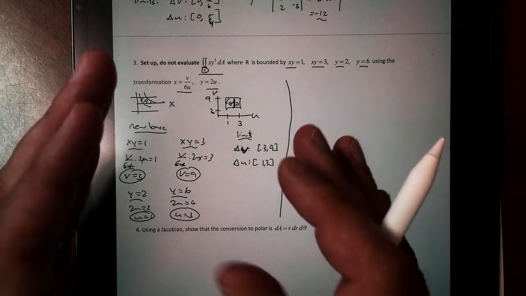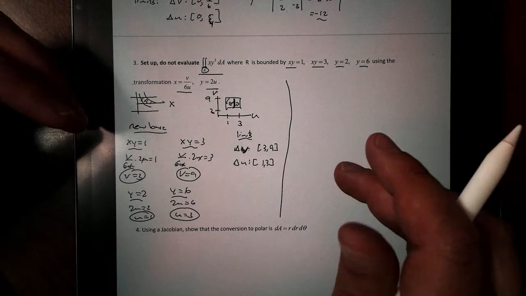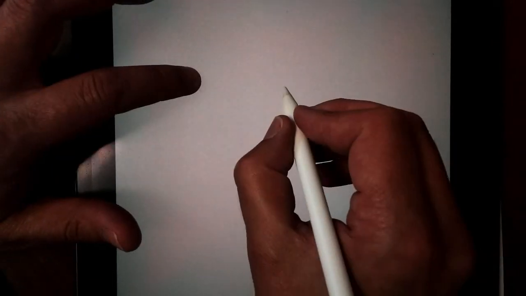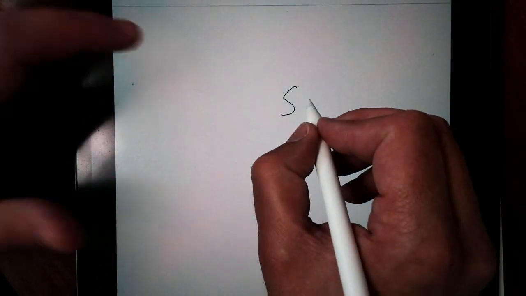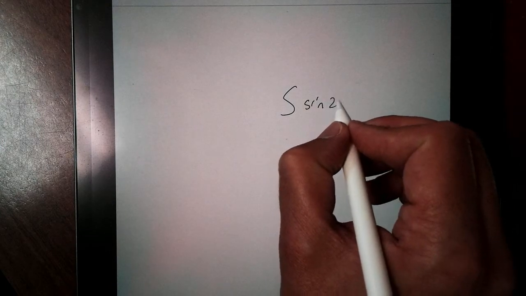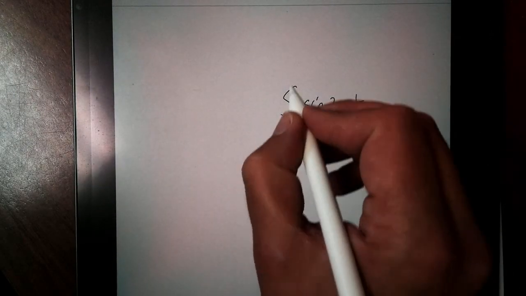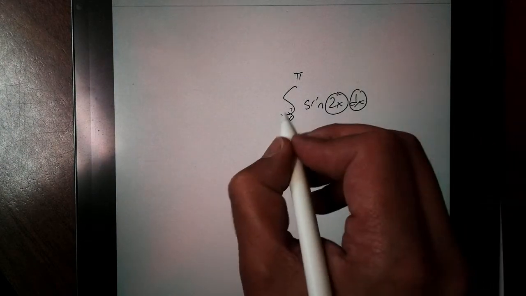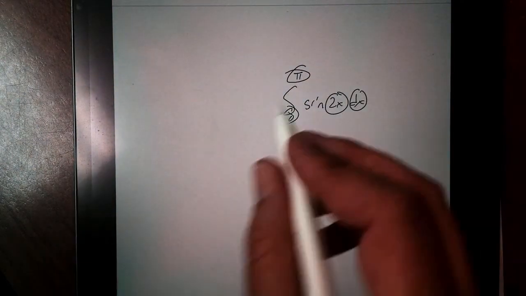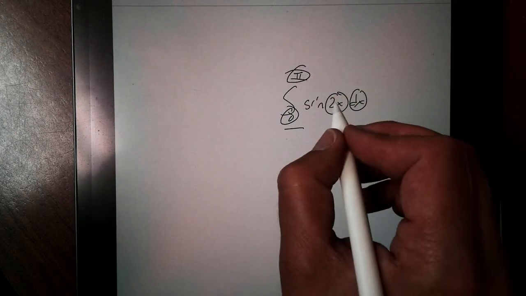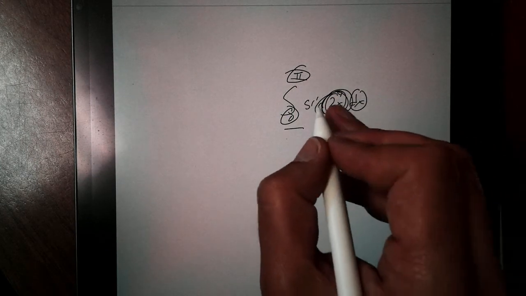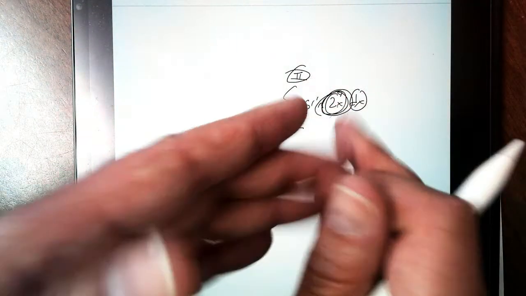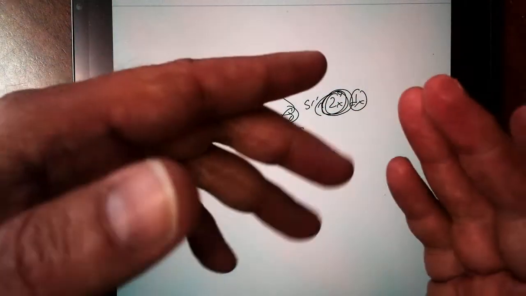Remember, this is a substitution. Like last year when we did substitution, if I had the integral of sine of 2x dx from 0 to pi, whatever, I have to change everything that has an x in it. Everything. So we just changed the domains. Now we have to change the function in terms of u. We have to change the 2x over here in terms of u.